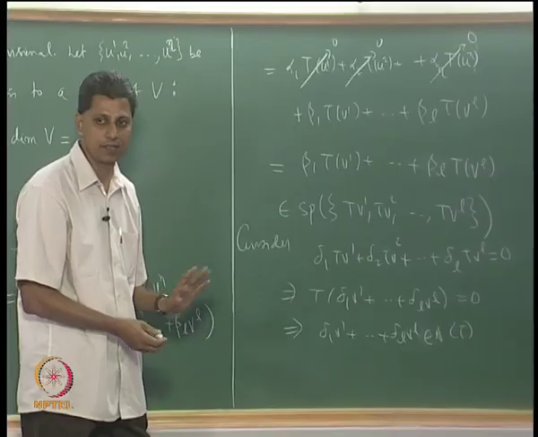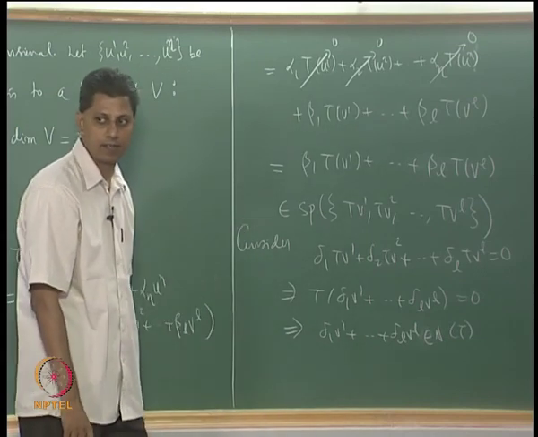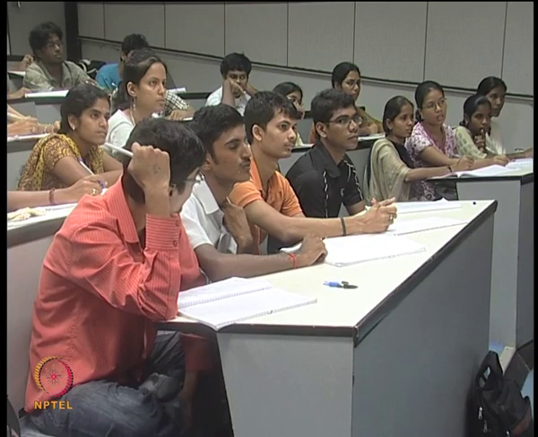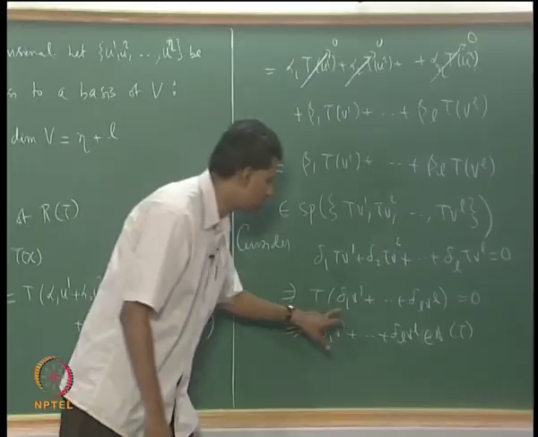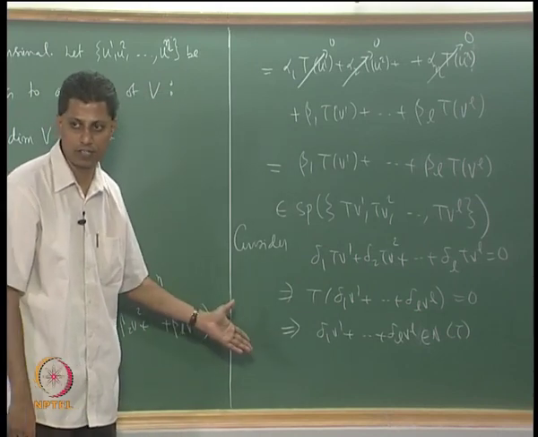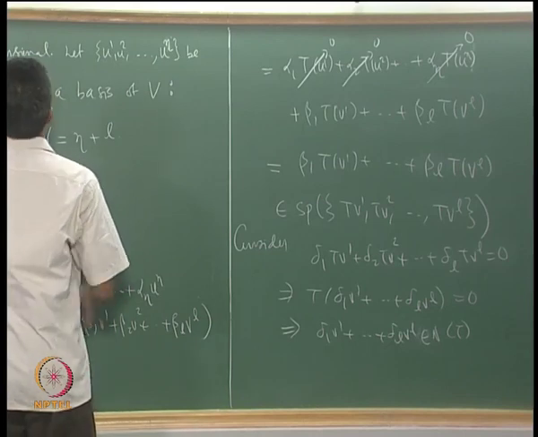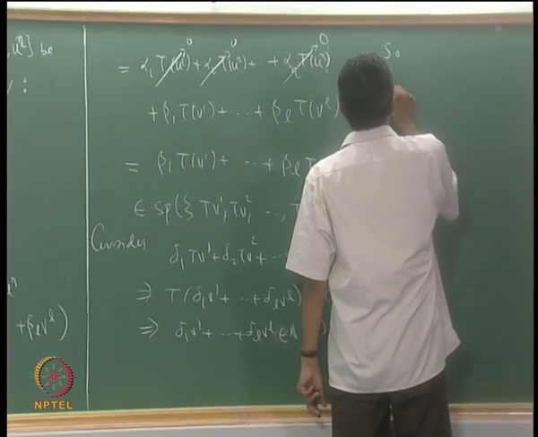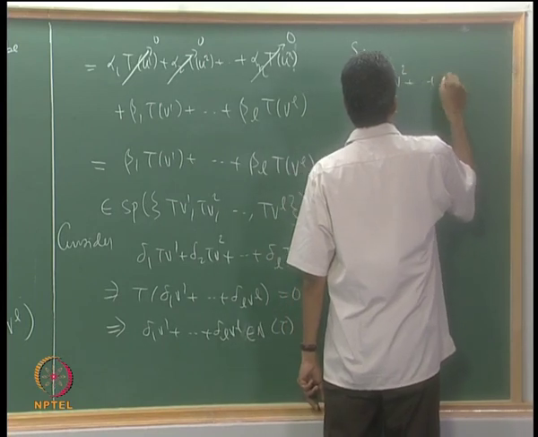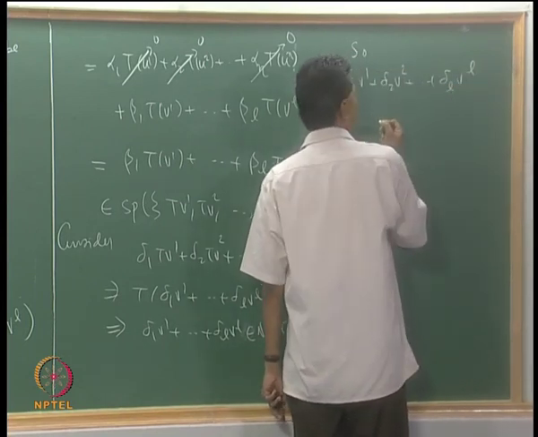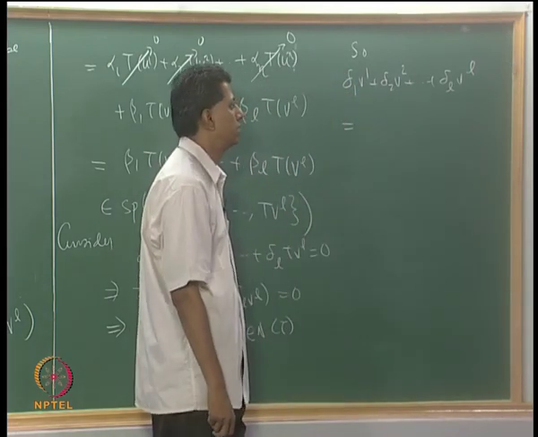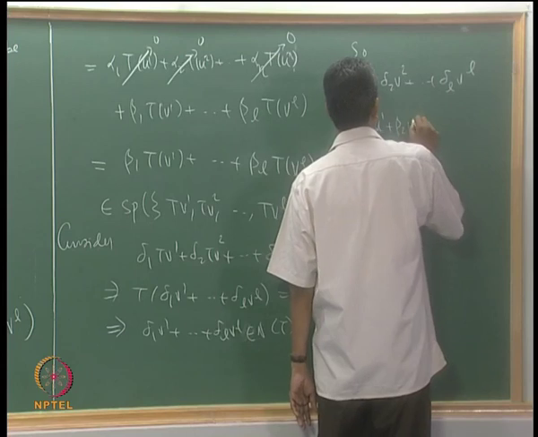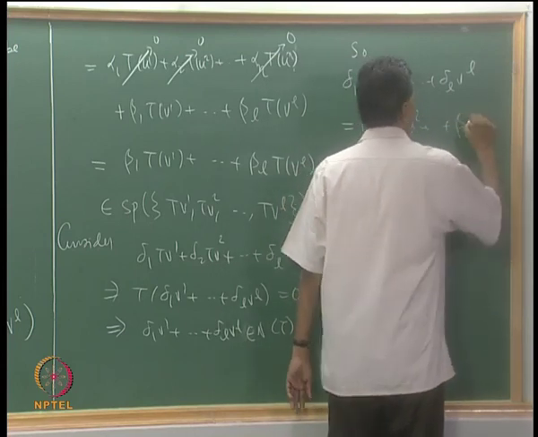And so that's a linear combination of those. T of this vector is 0. X belongs to the null space of T if T of x is 0. So this vector must be in the null space of T. The null space of T has u1, u2, etc., u eta as a basis. So delta 1 v1 plus delta 2 v2 plus etc. plus delta l v l must be a linear combination of u1, u2, etc., u eta, because the null space of T is spanned by these vectors. So let us say I have beta 1 u1 plus beta 2 u2 etc. beta eta u eta.